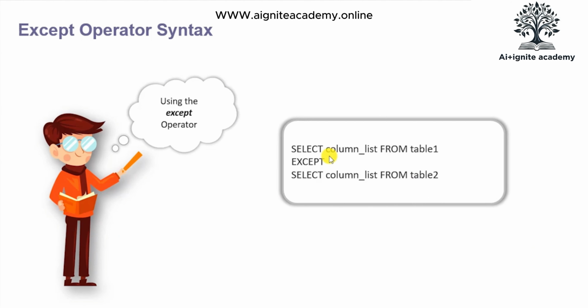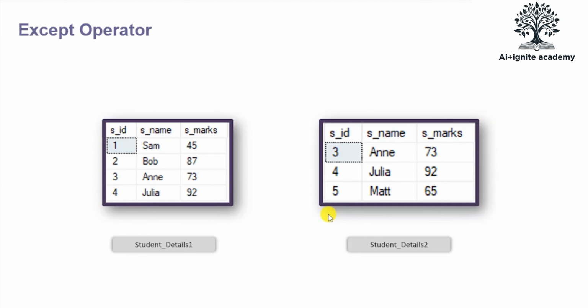And this is the syntax of the except operator. We'll give the first select statement. After that, we'll give the except operator. Following which, we'll give the second select statement. Now, you also need to keep in mind that the number and order of columns must be same in both the select queries. And we'll be implementing the except operator on these two tables.